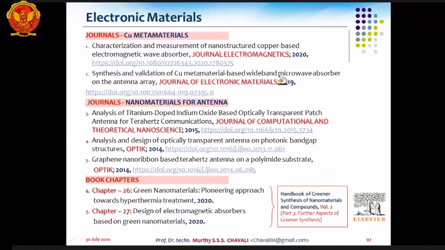And we also have a wideband microwave absorber antenna array, which was published in Electronic Materials last year. And we have some of these graphene materials and doped metal oxides as an array for DRDO projects, which has been published in Elsevier publications in Optik, and in Theoretical Nanoscience, which is an American journal. And recently we have synthesized these materials using green methodologies, and this has been published in Elsevier book chapters. We have two this particular year: the Handbook of Green Nano Synthesis of Nanomaterials and Compounds.